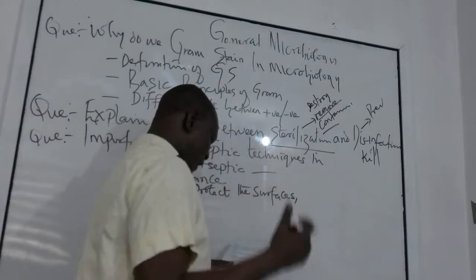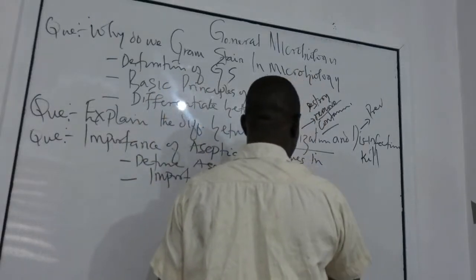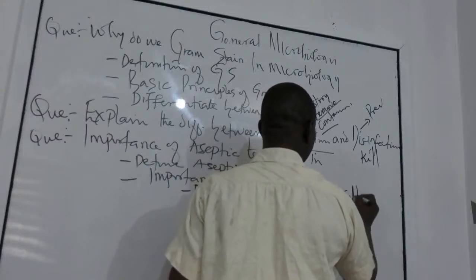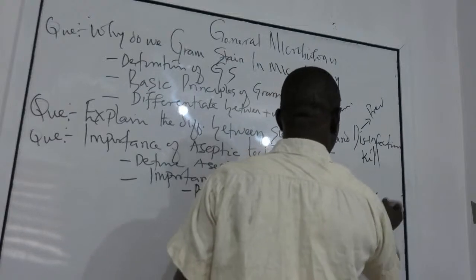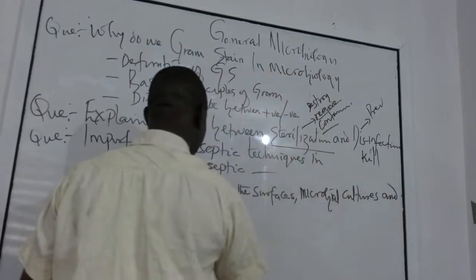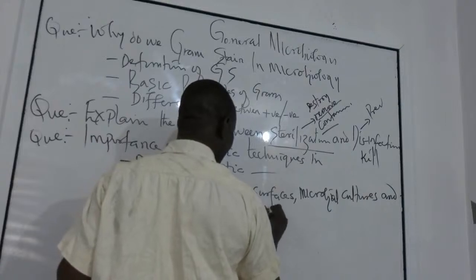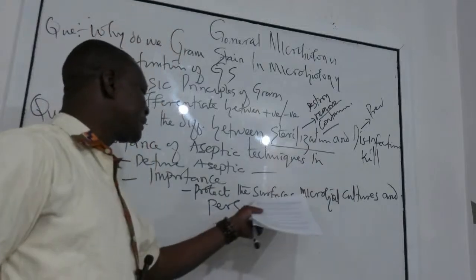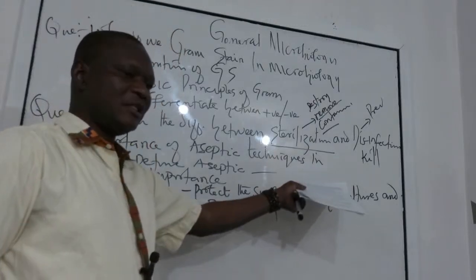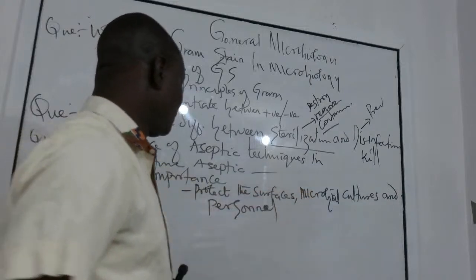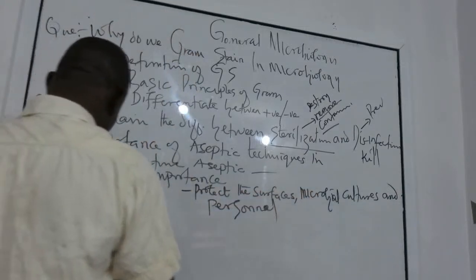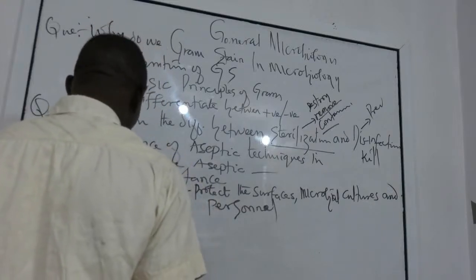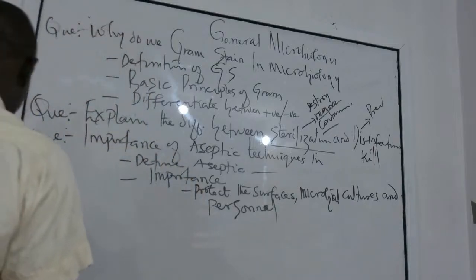Protect, apart from the samples, the laboratory surfaces, our microbial culture, that is the samples as well, and the personnel, that is, yourself. So aseptic conditions help to protect the laboratory surfaces, the culture, that is the sample, and you as laboratory personnel. It's going to prevent you or protect you from getting contaminated or getting infected.